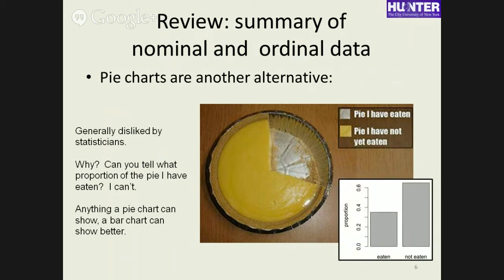Here is how a statistician would display this with a bar chart. So, you know, it's obviously not as interesting as showing an actual pie, but you can read pretty precisely here what the proportions are, that about 35% is eaten and 65% is not eaten. Much more quantitative.